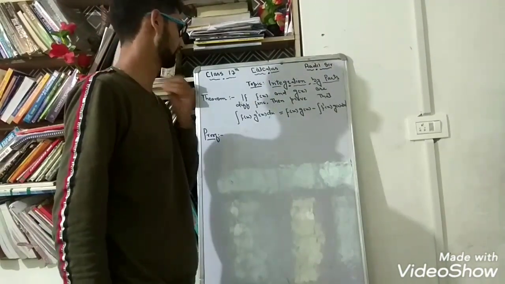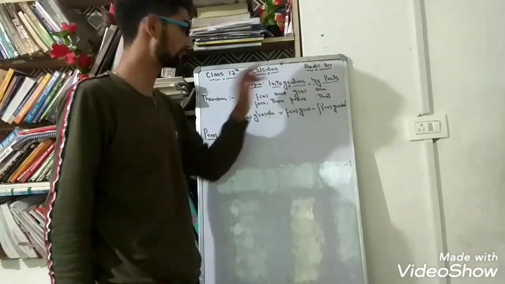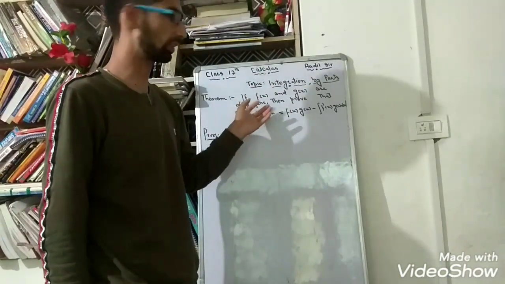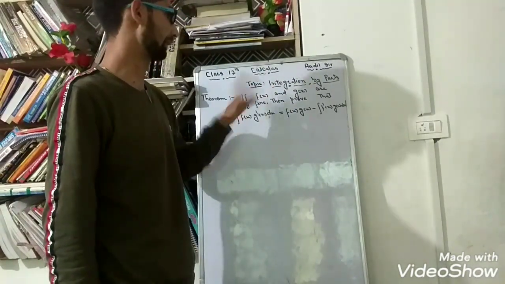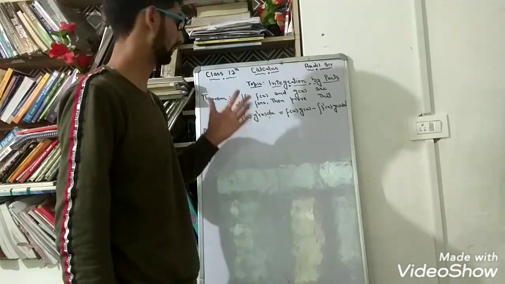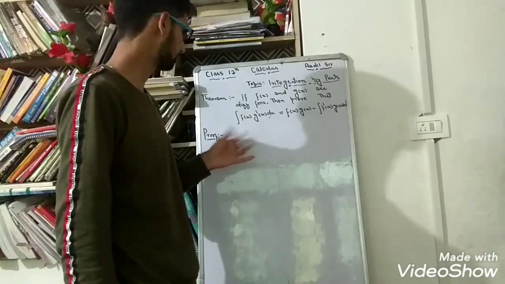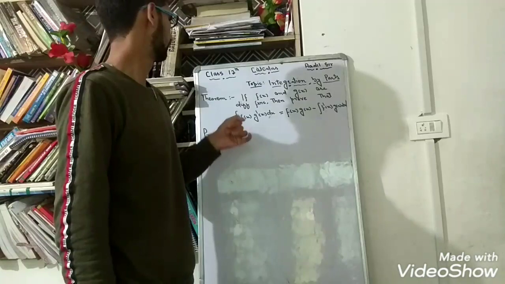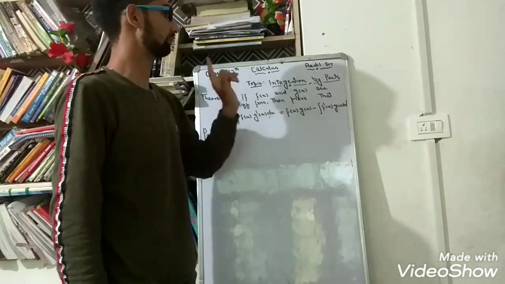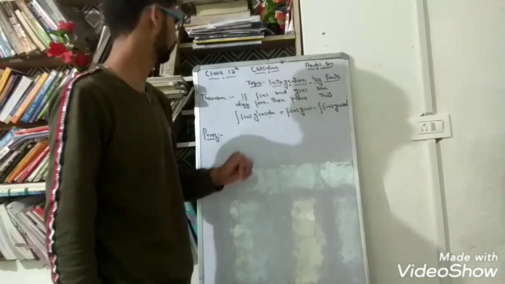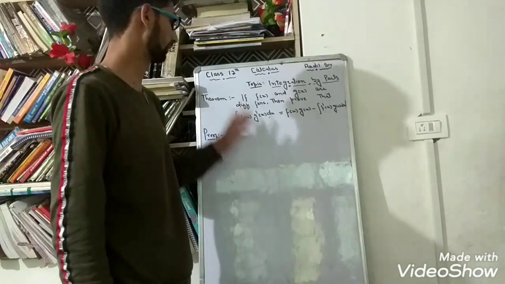Today's topic is integration by parts. This is the second method after the substitution method that helps us to find the integrals of several functions. Before going to this method, we must solve this very beautiful result.